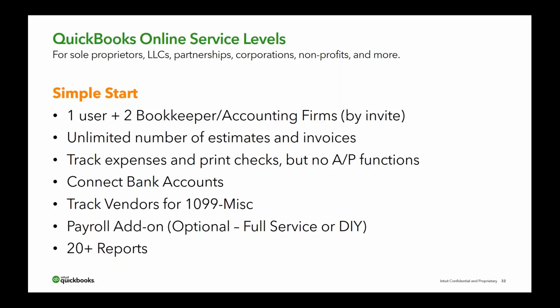Simple Start has one client user. So this would be somebody who just has the one person that works for them, or they only need one person to access the books. They get 2 bookkeeper or accounting firms by invite. So they get the ability to add on 2 bookkeeper or accounting firms. Maybe one's an accounting firm and one's an auditor, right? Or they do the taxes, right? That's why there's 2. This particular company, QuickBooks Online Simple Start, gets unlimited number of estimates and invoices.